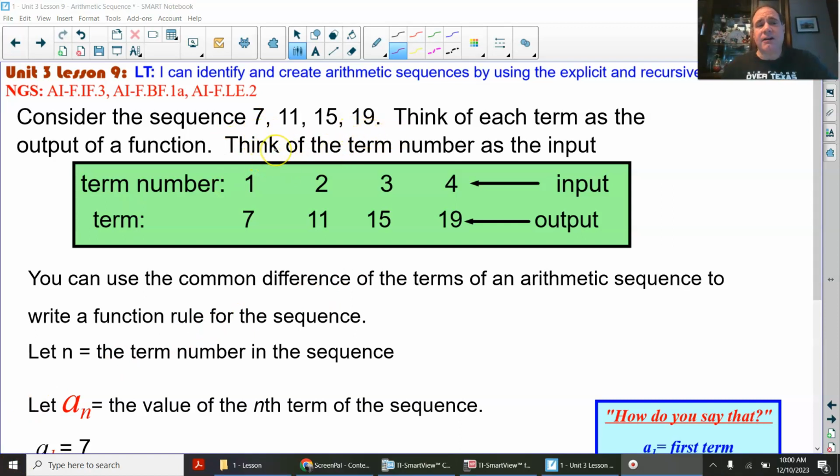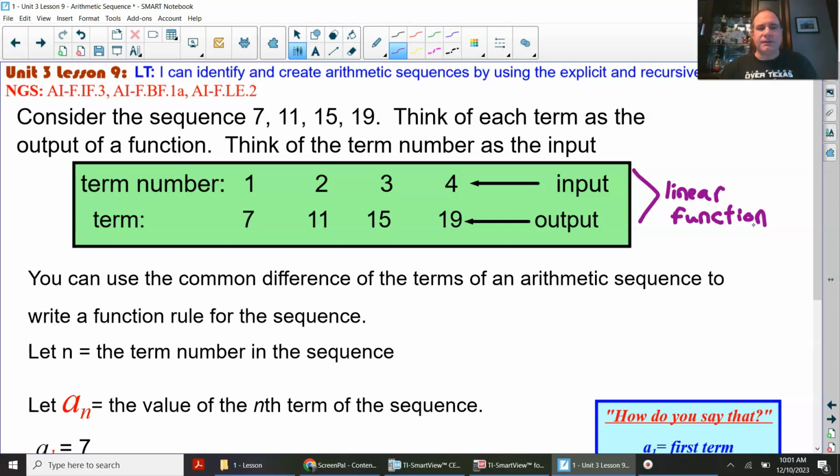Think of each term as an output of the function. So this is your input. Term number 1 is 7. That's the output, 7. Input is 2. Output is 11. Input is 3. Output is 15. 4 and 19. So you can think of this whole thing as a linear function. And since it's a linear function, you could use the common difference of the terms of an arithmetic sequence to write the function rule in y equals mx plus b for the sequence.